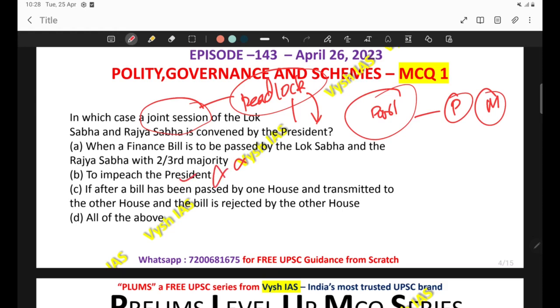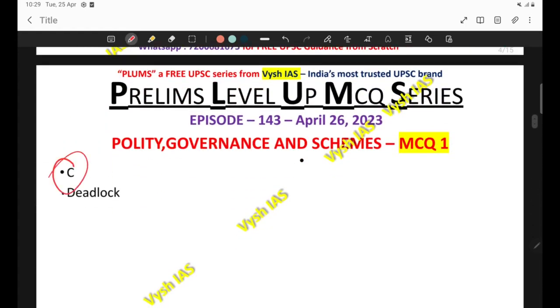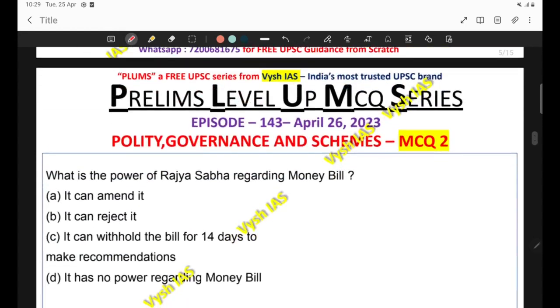No. If after a bill has been passed by one house and transmitted to the other house, the bill is rejected by the other house. So the first house passes it, the second house rejects it. There are some conditions for a deadlock, and out of those conditions, this is one such condition. So this becomes your answer. The correct answer comes out to be C. So please revise the conditions for deadlock also.